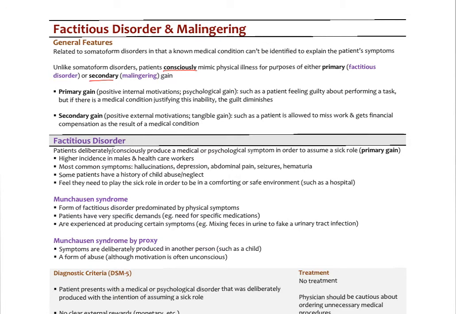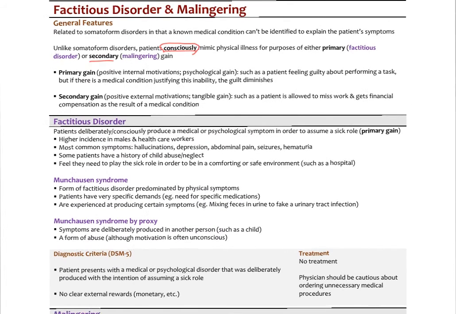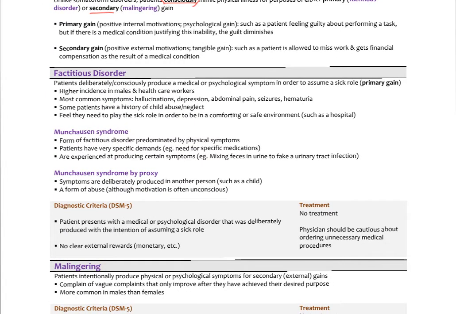But again, the difference here is that they are consciously mimicking the physical symptoms. So factitious disorder, the patients deliberately or consciously produce a medical or psychological symptom in order to assume a sick role, and that's the primary gain. Higher incidence in males and healthcare workers, interestingly. Most common symptoms would be hallucinations, depression, abdominal pain, seizures, hematuria. And some patients actually have a history of child abuse or neglect. We think that's maybe where some of this stems from.